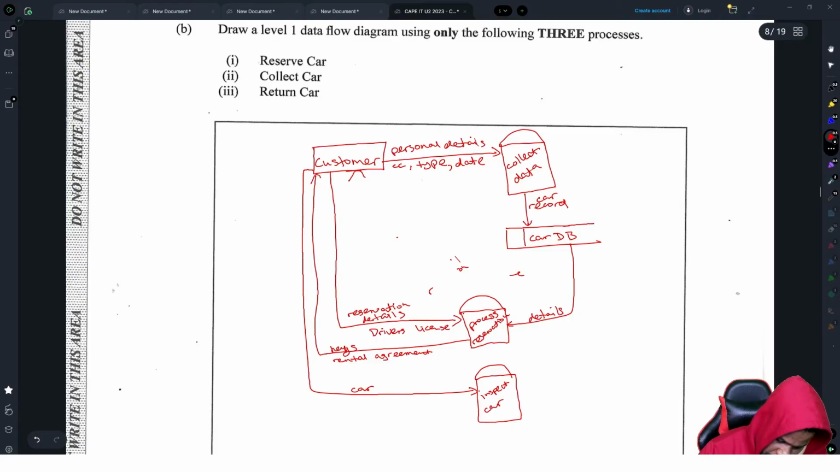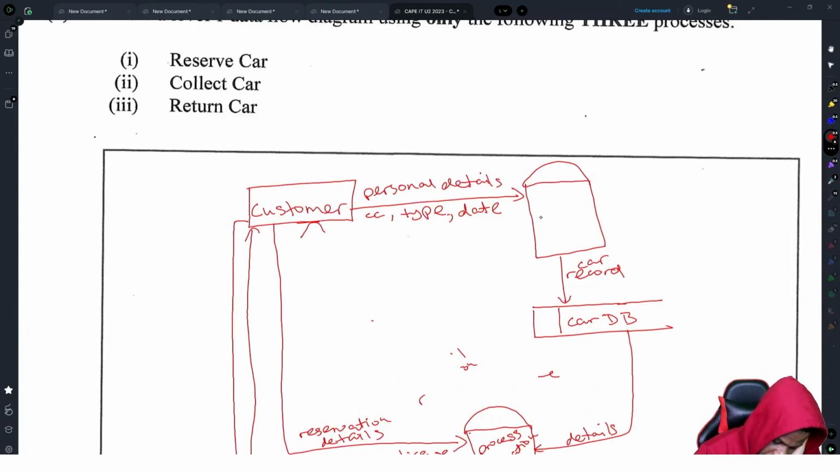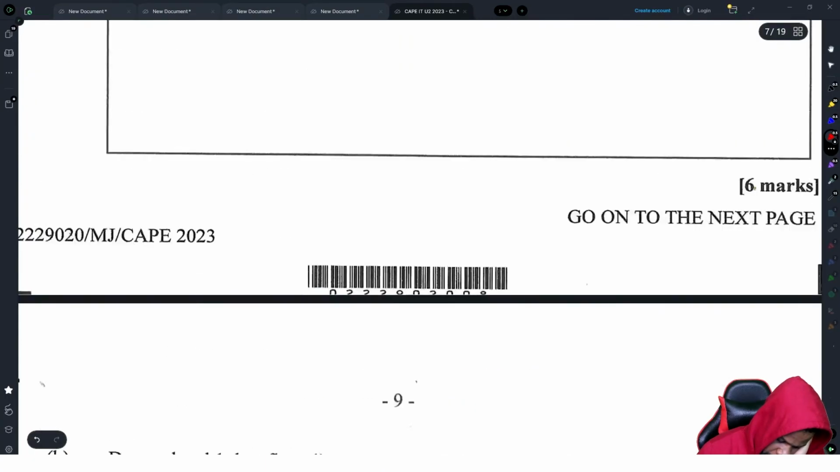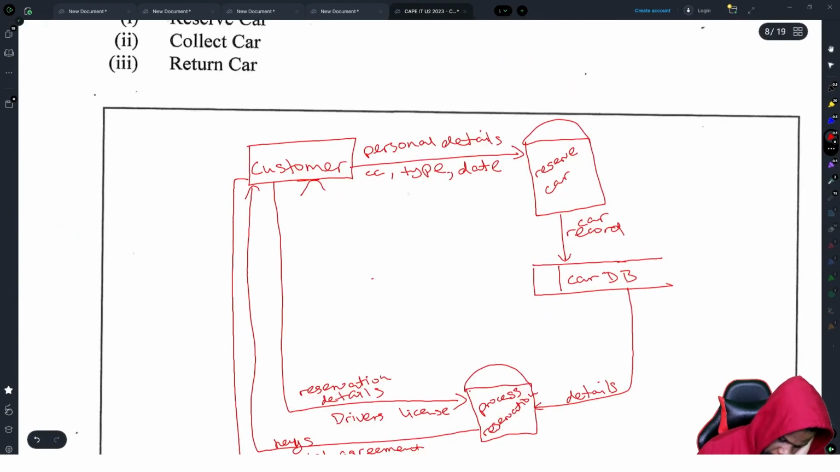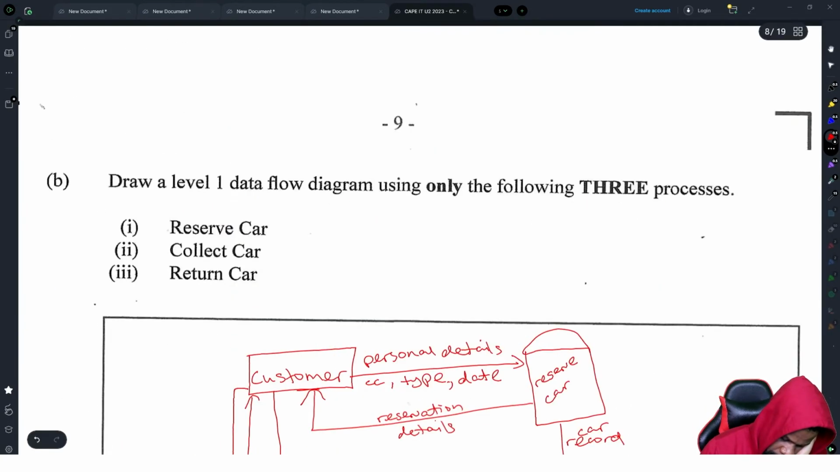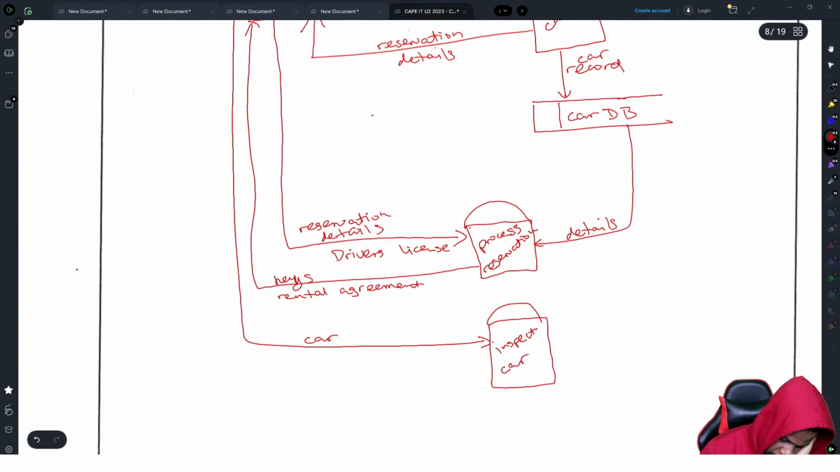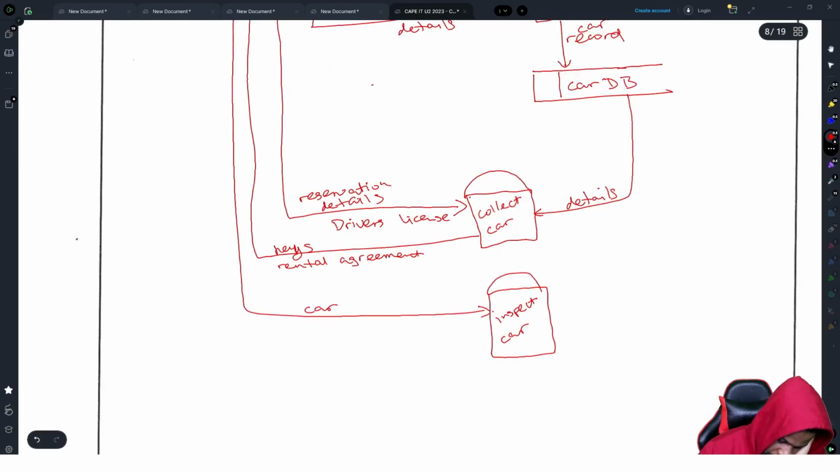Right, level one data flow diagram using only 3 processes: reserve car, collect car, return car. Alright, so we'll call this reserve car. It's very weird that they give you this level of detail to tell you exactly how many processes to use. So we reserve the car. After the person reserved the car, the customer's email reservation details. So then this will be collect car. Instead of calling this process payment, we'll just call this collect car. Right, collect car.